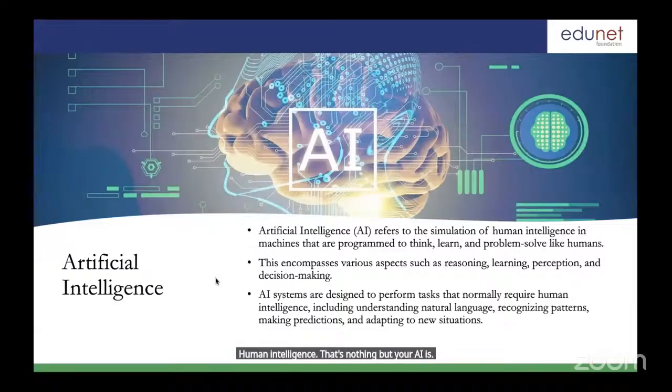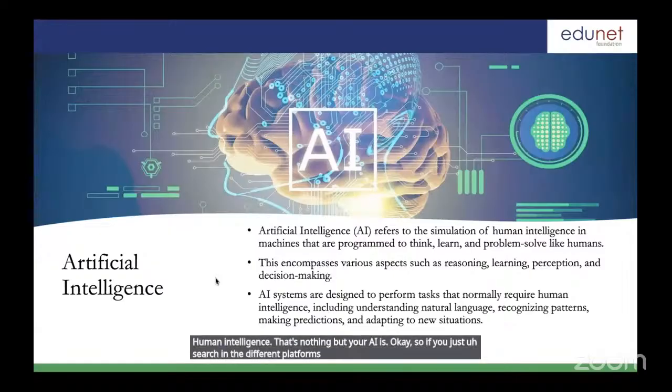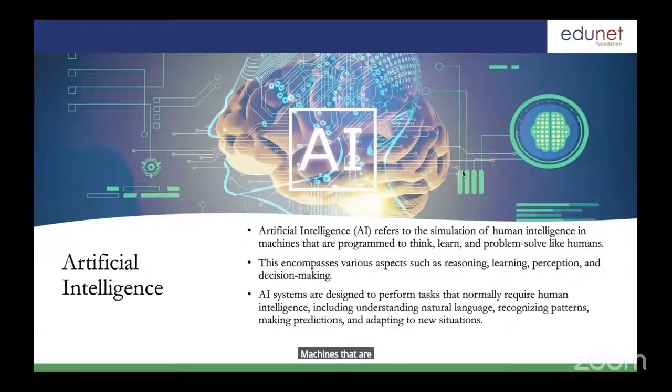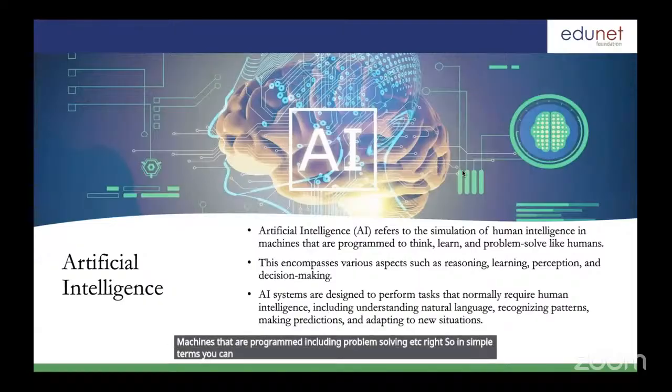Okay, if you search on different platforms, you can get multiple different answers as well. You can see on the screen a lot of things that have been implemented, such as machines that are programmed to think, learn, problem solving, etc. Right? So, in simple terms, you can have a small definition stating that AI is a technology that simulates human intelligence. Okay, that is what AI is.